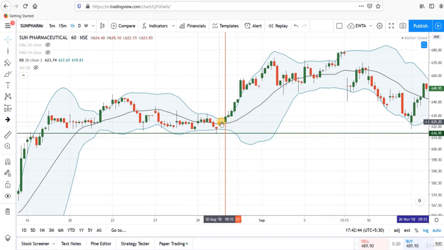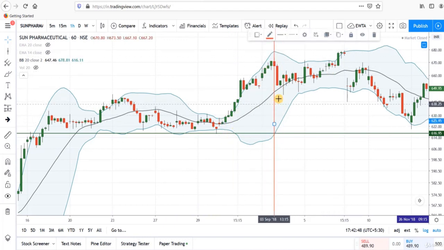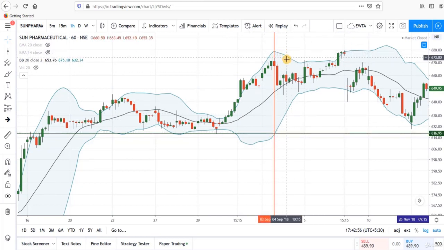Here also you can see after this uptrend, from this point, Bollinger Bands are coming close to each other. See, the upper band is going down and the lower band is going up. So both the bands are coming closer to each other. It means volatility is decreasing and we can get a sideways movement in the prices. So from this point to this point, you can see prices are sideways.